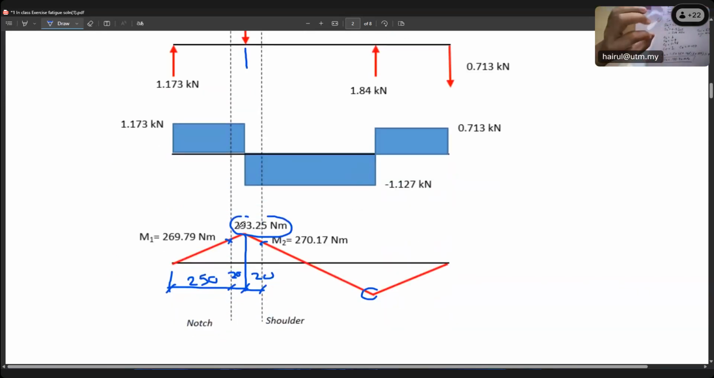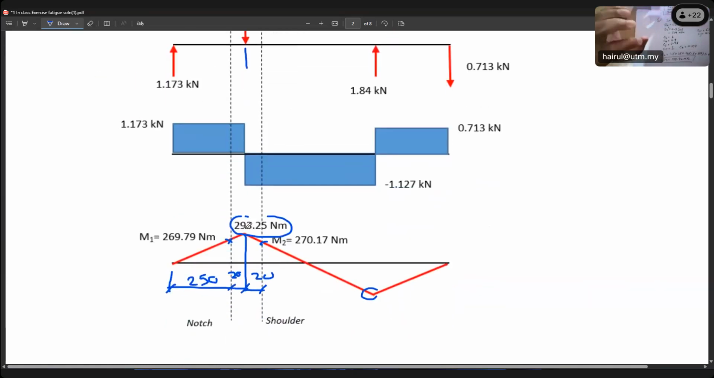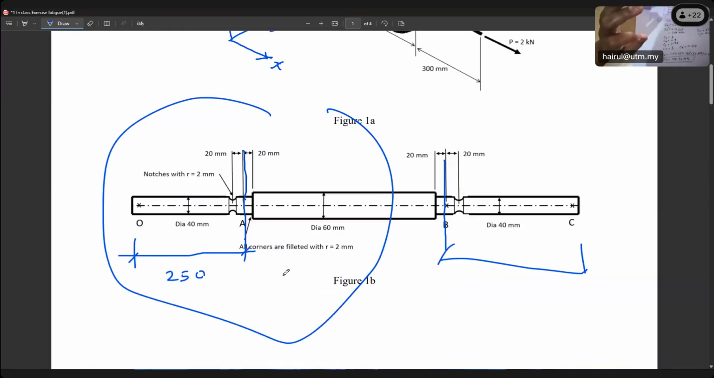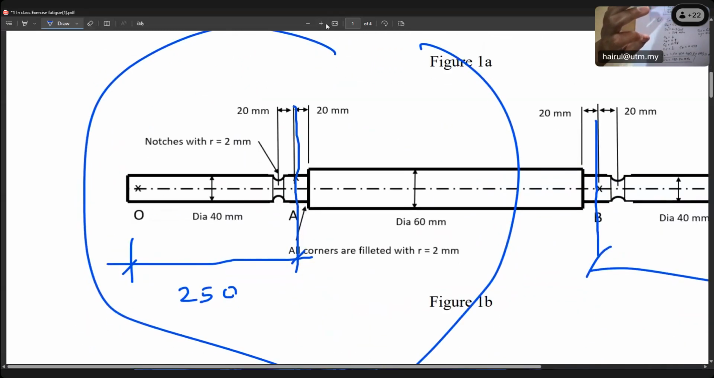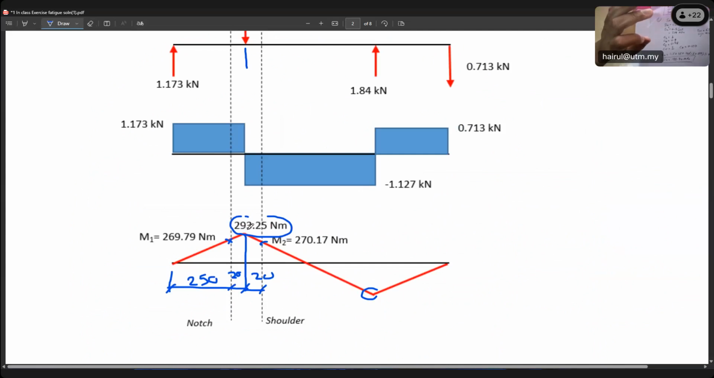Because we are not focusing even at the pulley. The pulley location is at the center where the moment is 293, but that is not critical. If I zoom in, the pulley level is here. Let me erase this again. You don't understand, okay. The pulley level is here, not at the notch. The moment is already given on the shear diagram earlier, 293.25. The pulley is here at 293, but you can get the shoulder by theorem Pythagoras.